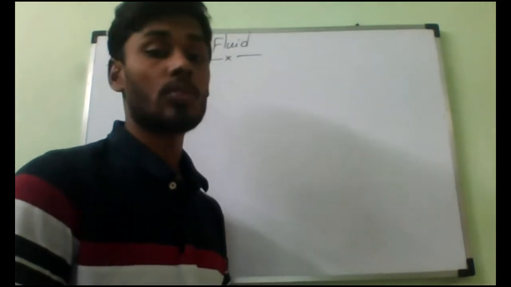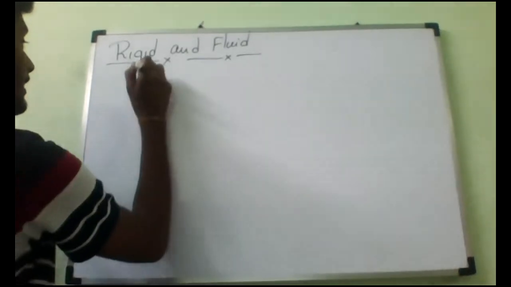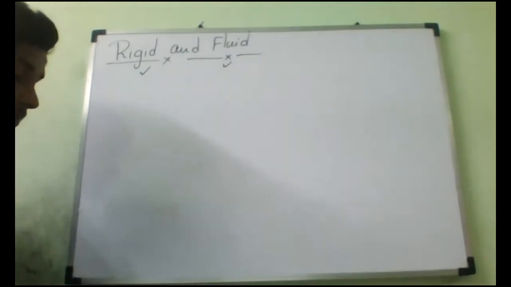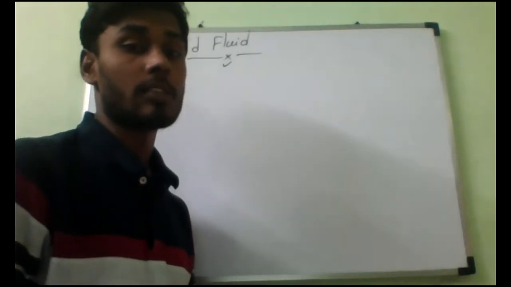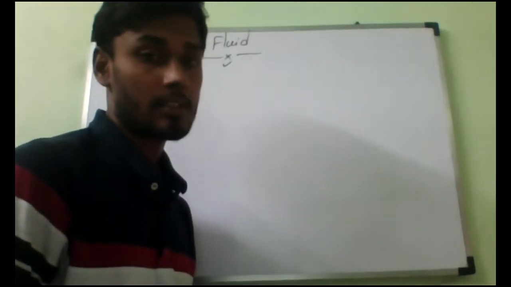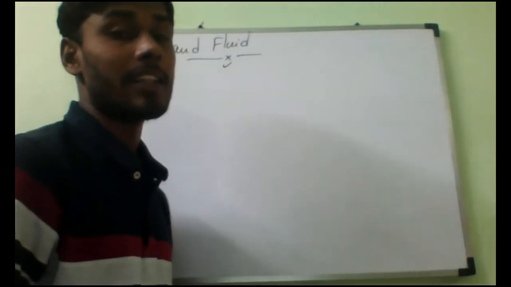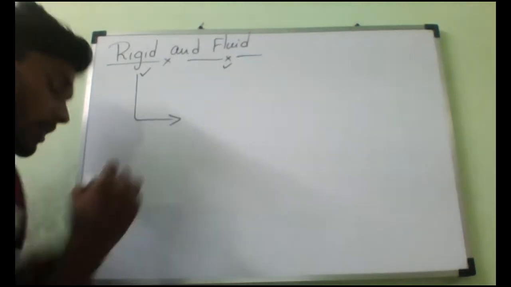But before that, we should know the meaning of these two terms, rigid bodies and fluid bodies. Understand? If you know the meaning of these, then we can easily make definitions for what is solid, what is liquid, and what are gases. So let us come to here. What is the meaning of rigid? All of you remember. What is the meaning of rigid body?